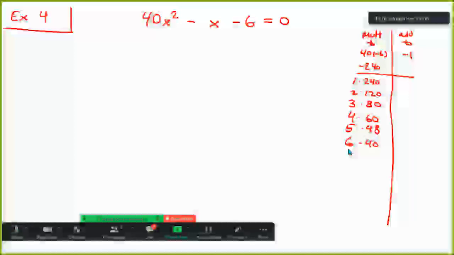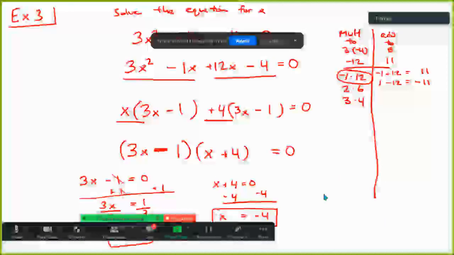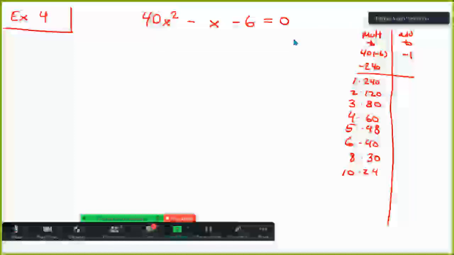240 divided by 7 does not work. 240 divided by 8 works, so 8 times 30 is 240. 240 divided by 9 does not work. 240 divided by 10 is 24. We're getting there. All right, 240 divided by 11 probably is not going to work. Nope. 240 divided by 12, 20. That's good. We're getting close.